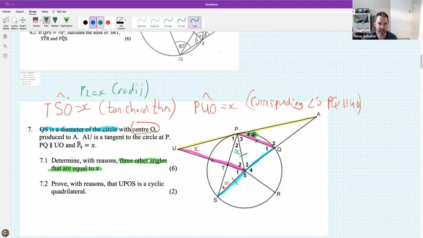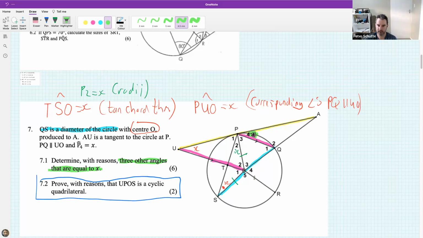Okay, now on to the next type of question. Prove with reasons UPOS is a cyclic quad. Now, UPOS is, first of all, we need to identify it. So just so my brain can kind of follow what's going on, UPOS. Now, even though there isn't a full thing linking this, that is the quadrilateral that we are trying to prove cyclic. And just because there's no circle going through it doesn't mean it can't be cyclic. We're trying to prove we could fit a circle through it.